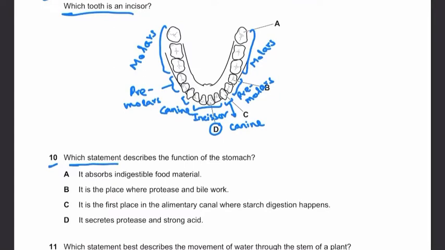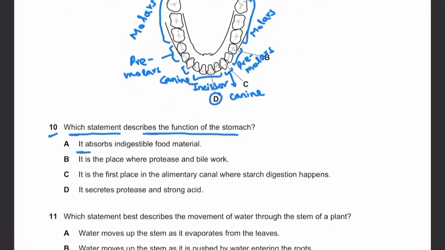Which statement describes the function of the stomach? It absorbs indigestible food material. Guys, indigestible food material is never absorbed.